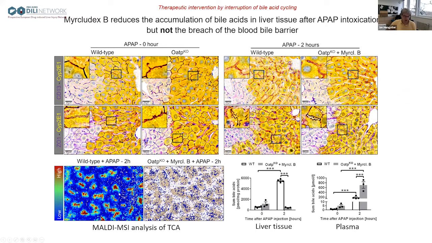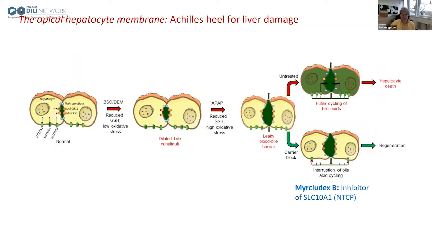But what we see is a strong difference: massively reduced bile acids in liver tissue, also confirmed here by mass spectrometry, and vice versa, the intervention causes more bile acids in blood, which is of course clear. If they are not taken up by the liver, serum concentrations increase. Yeah, this was the summary of the breach of a blood barrier by paracetamol.